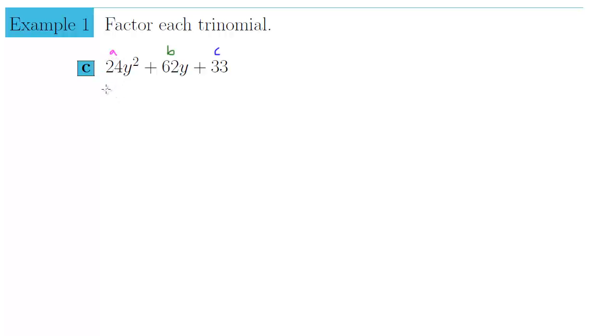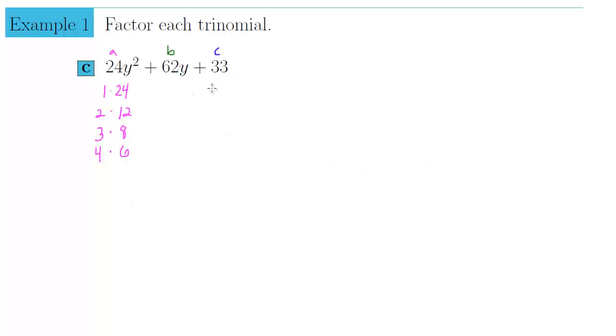All right, so when I break this down, I have a lot of options. It could be 1 times 24, or maybe 2 times 12, or perhaps 3 times 8, or even 4 times 6. All right, that's it. 5 doesn't work, and when you get to 6, you'll start repeating. Right? If you did 6 times 4, you already have that listed, so you don't need to list it again.